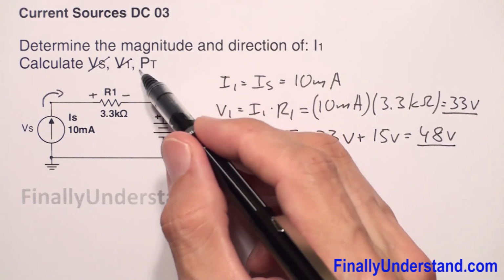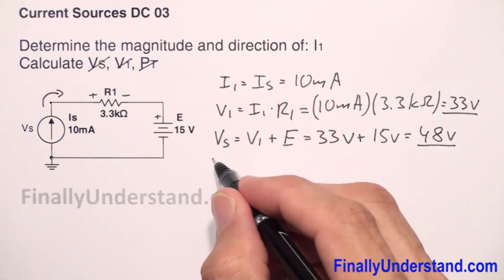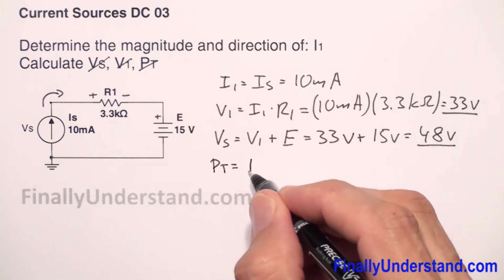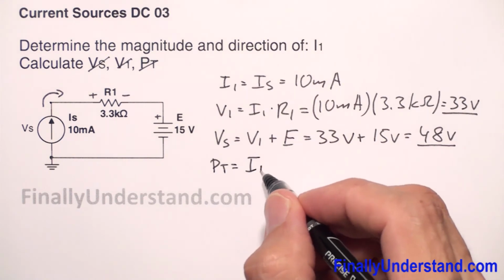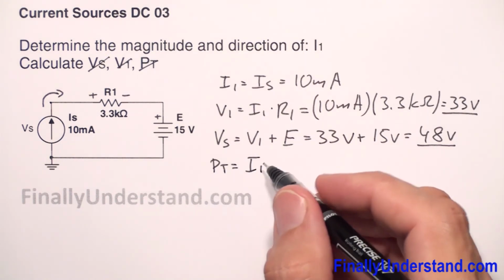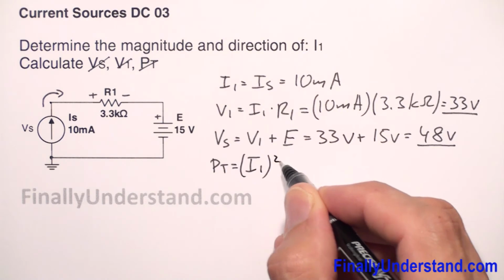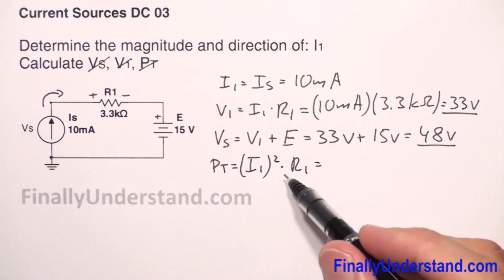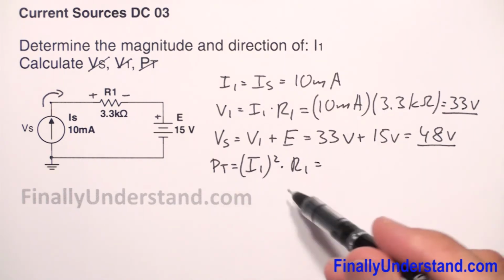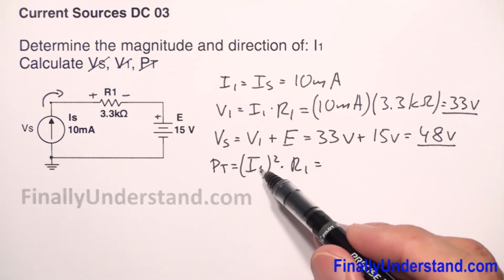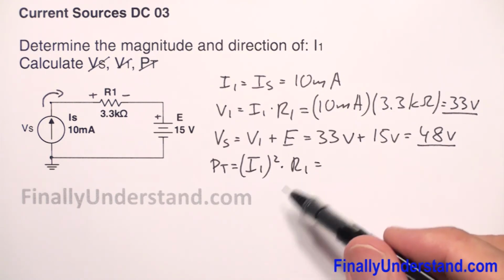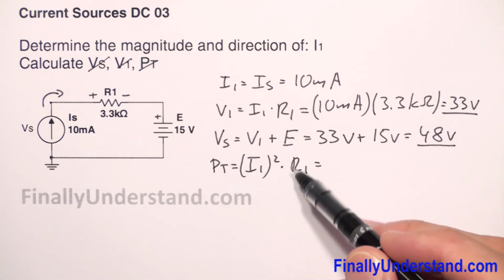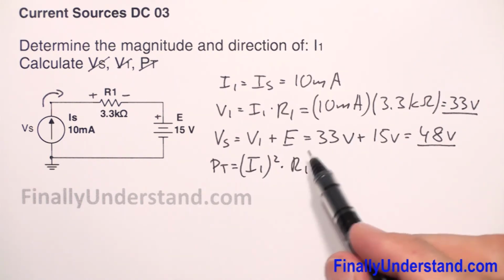Now we're supposed to find P total. P total is equal to, because I have just one resistor, I1 squared times R1. Okay, you can use this formula, or you can use P total is equal to V1 times I1, or we can say V1 squared over R1. You can use either one.